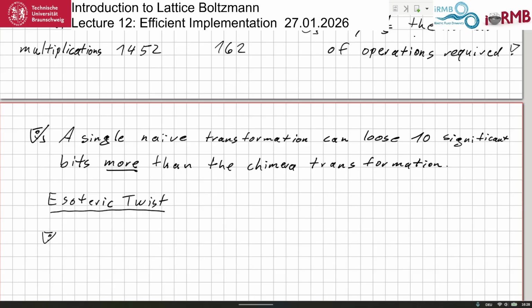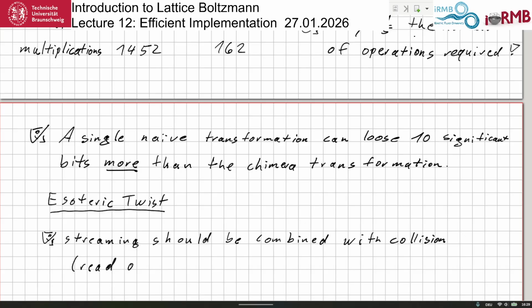In the code that we built here, we've already said that streaming and collision should be combined so that you read things only once. Because otherwise, if you do this in 2 steps, you have to read populations, do something, write them back, and then you have to read them again and write them back again. So that is what you want to avoid. So you have read once, write once.